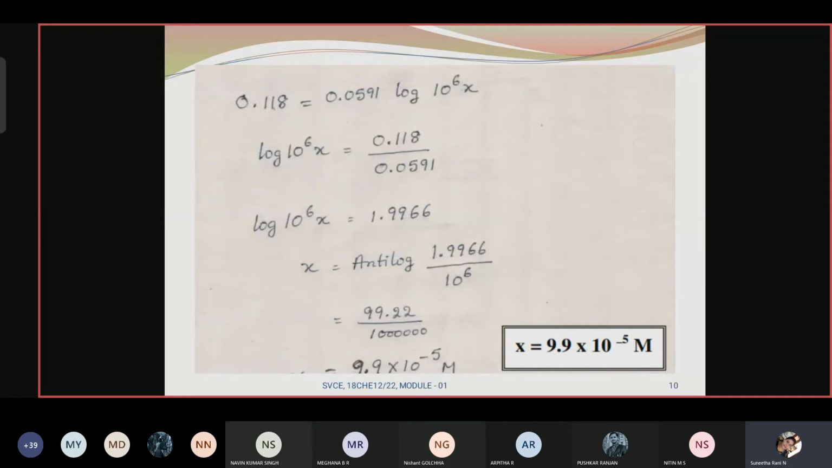So what is the value you have got? Is that right? What you are getting? 9.9 into 10 raised to minus 5 molar. Are you getting the same? Ma'am, there is a mistake actually. It will be 10 power something, because it's log. We have already 0. Log base is 6. That's why anti-log is 10 to the power 1.9966 upon 10 to the power 6. What is the value of anti-log? It is 1.